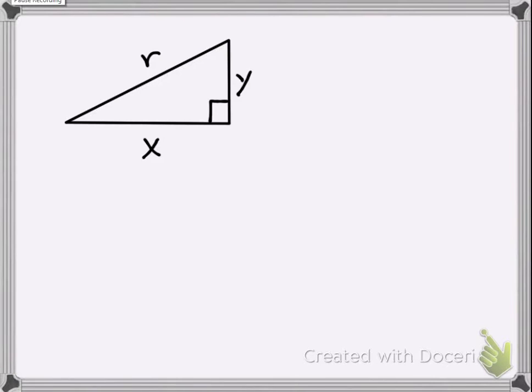I would like to introduce you to the concept of related rates. Now, in front of us we have a right triangle. The legs of the right triangle are signified by x and y. The hypotenuse of the right triangle is r.